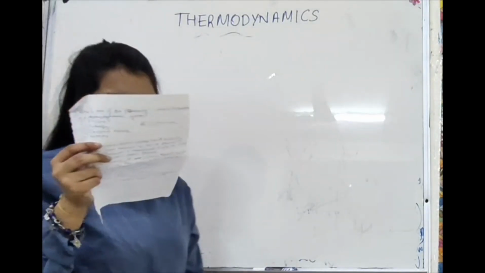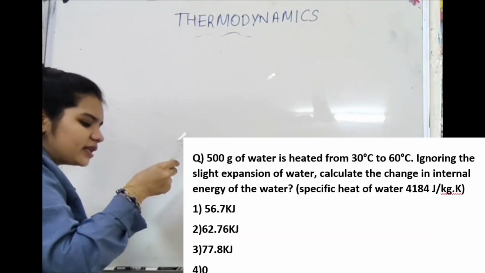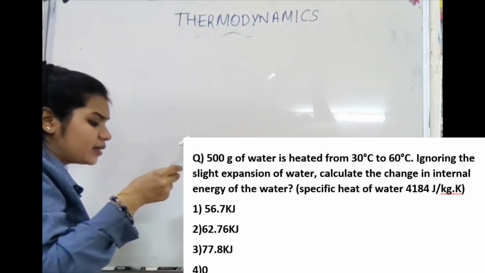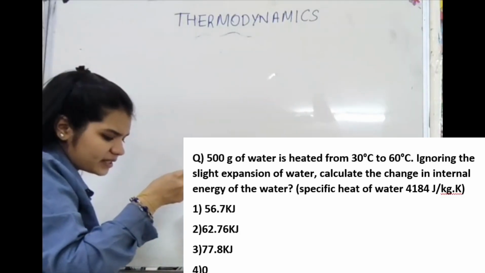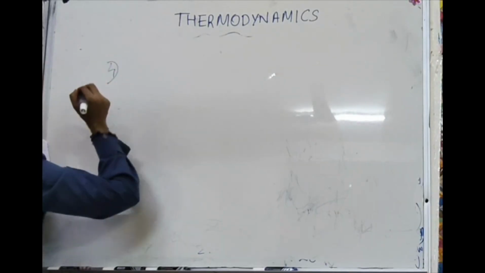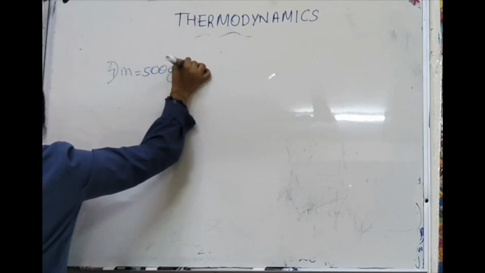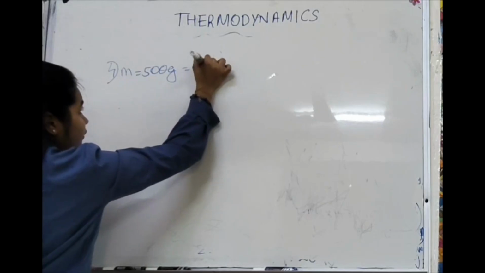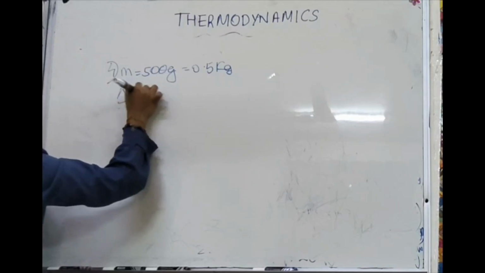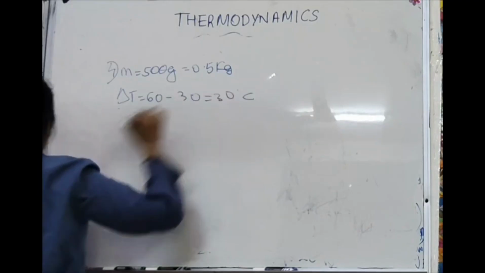Okay, let's go to the fourth question. 500 gram of water is heated from 30 degrees Celsius to 60 degrees Celsius. Ignoring slight expansion of water, calculate the change in internal energy of water. Specific heat is given. Okay. Let's write the data given. Mass is 500 grams converted into 0.5 kg. Delta T is 60 minus 30, which is 30 degrees Celsius.